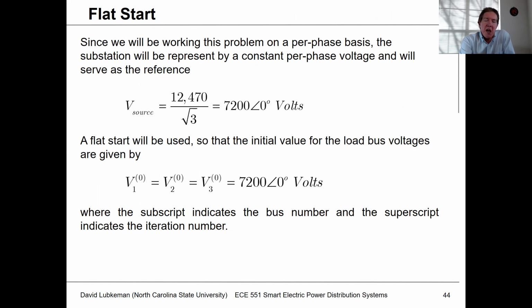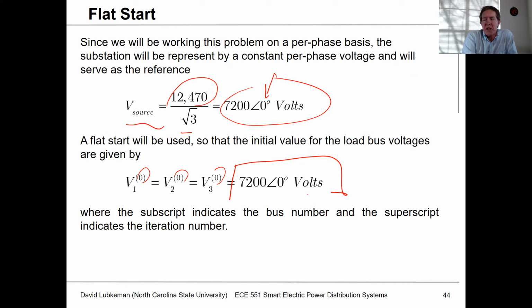If I have a source voltage of 12,470 volts line to neutral, that's going to be 7,200 volts. I'm going to assume that the source is at 0 degrees. When I do my power flow, I'm going to start with a first guess for my voltages, which is at iteration 0, where these are all set to the source voltage as a flat start. So I just take what I have for the source and apply it to all the different load nodes as a starting point.